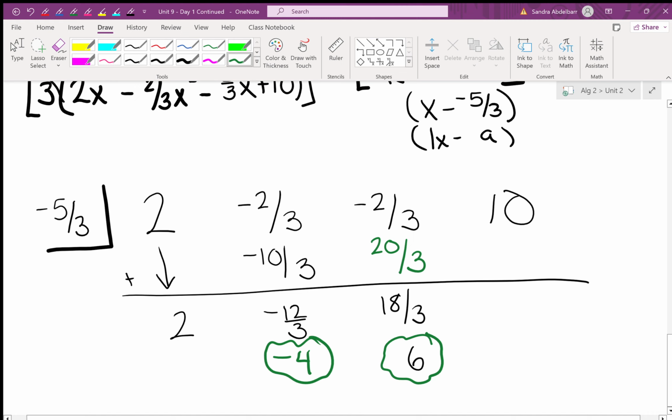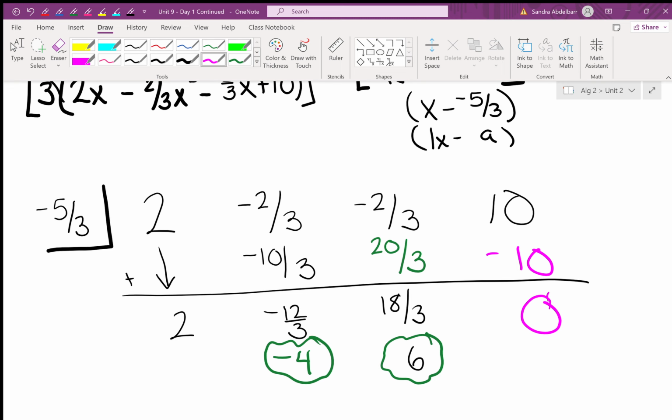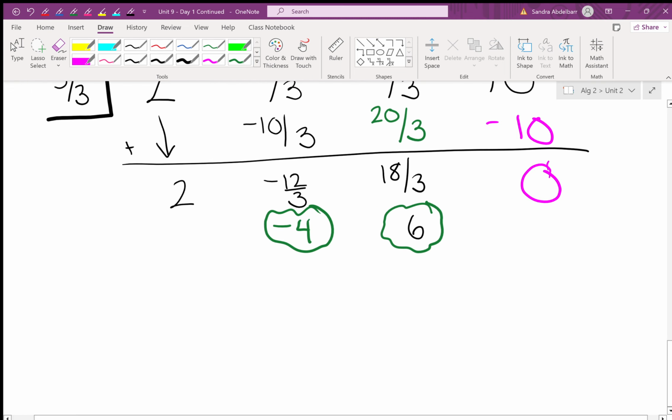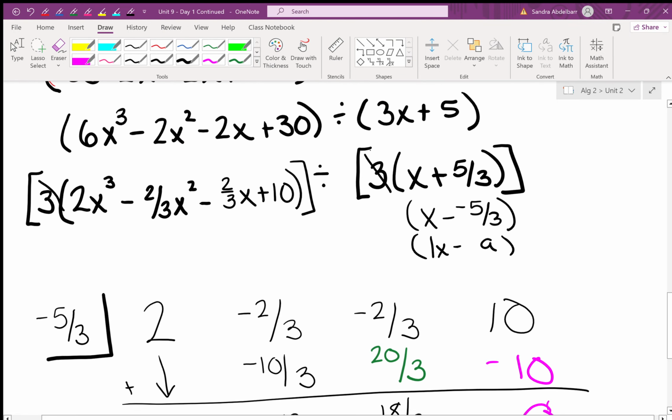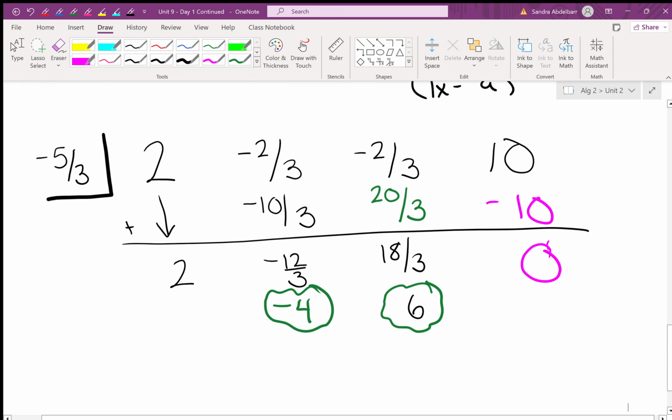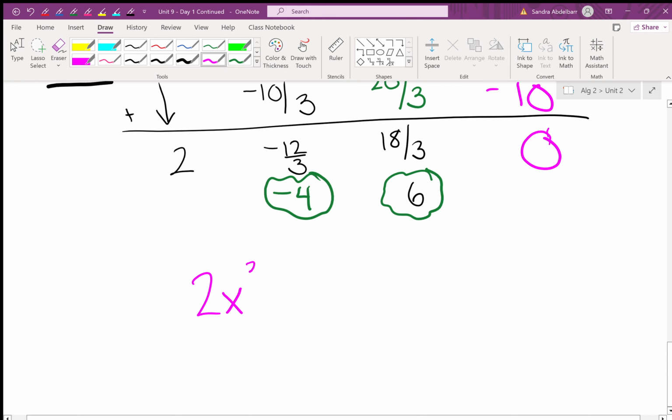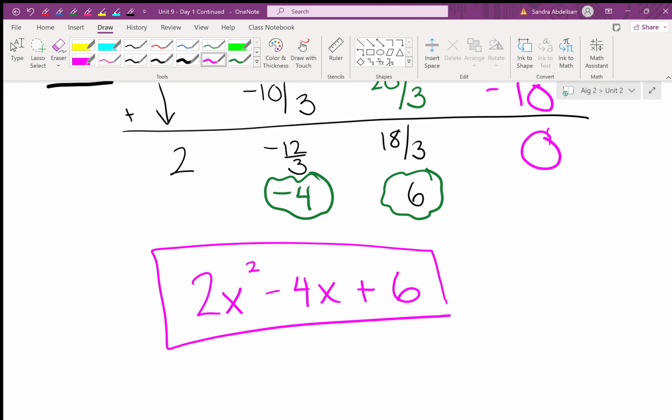All right, then we have 6 times negative 5/3, which is a negative 30/3. But what's negative 30 divided by 3? Negative 10. Positive 10 plus a negative 10 is 0. All right, so now we're going to write out our new polynomial, and it's going to be 1 degree less than the original. The original dividend had the power of 3, so this one will have a power of 2. So this is 2x squared minus 4x plus 6. That is our quotient.